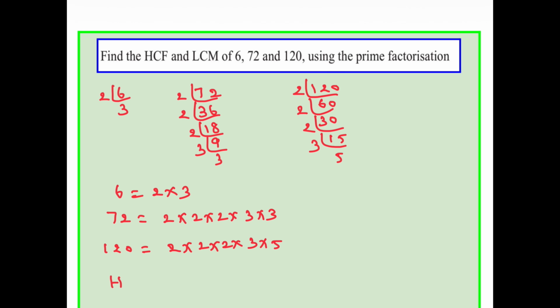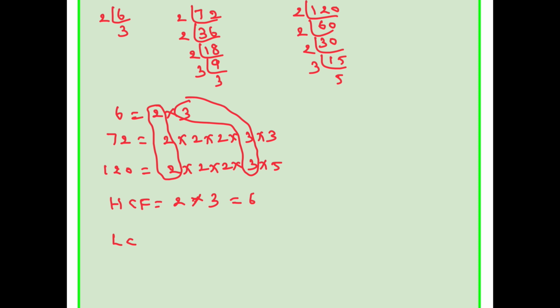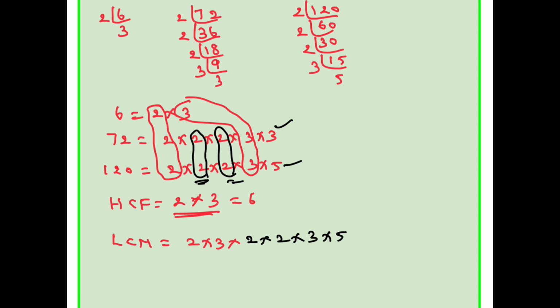First HCF. HCF means which numbers are common in all 3 places: 2 and 3. 2 into 3, HCF is 2 threes are 6. Next LCM. LCM means first write the HCF, 2 into 3, and which is not common, that also I have to mention. Here 2 is repeated, so take only 1 time. Here also 2 is repeated, take 2 one time. So 3 and 5 are 1 time each, take 3 and 5 also 1 time.